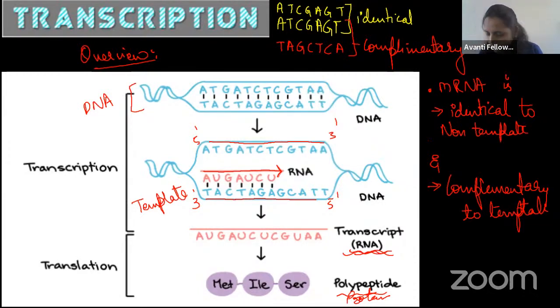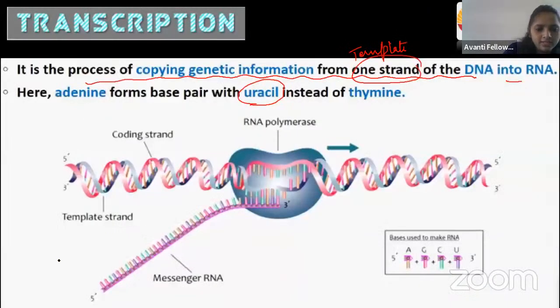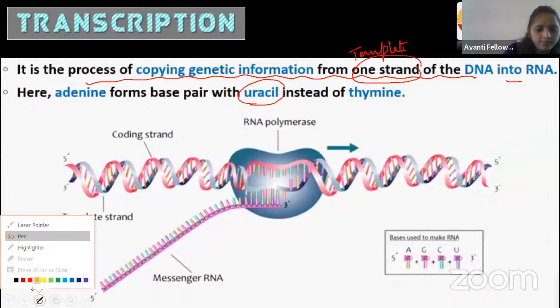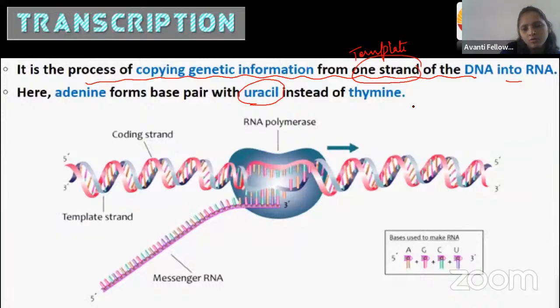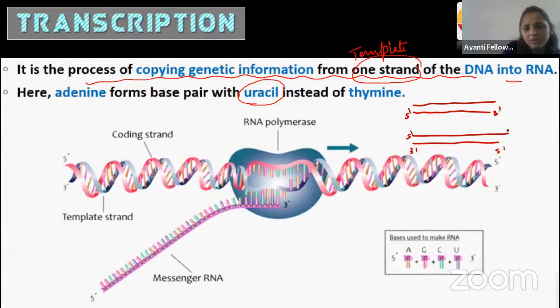Ma'am, what is proofreading? Yes, Lakan, very good question. What does proofreading mean? Our DNA is going to be synthesized, right, guys? See here, Lakan. This is one strand of the DNA, and this is another strand. The daughter strand is synthesized in the 5' to 3' direction. Here also, this is 3' to 5', so it will also synthesize in the 5' to 3' direction, right?